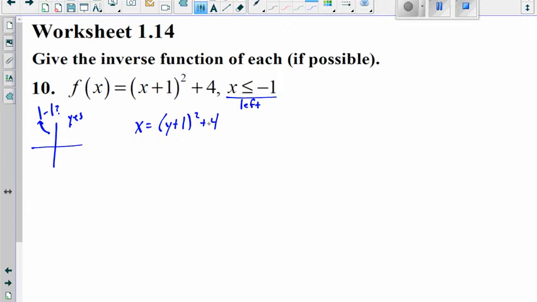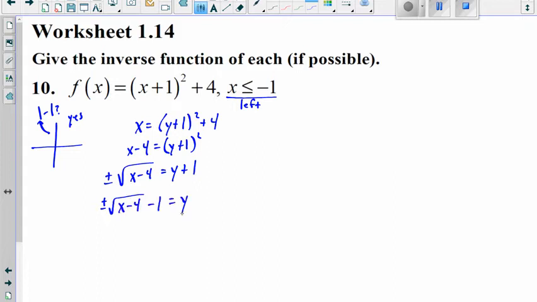All right, do your order of operations correctly. Subtract 4, y plus 1 squared. Square root to get rid of the squared, and whenever you put a square root, you've got to have a plus or minus. So that plus or minus is going to cause us problems. Subtract 1, plus or minus root x minus 4 minus 1 is y.